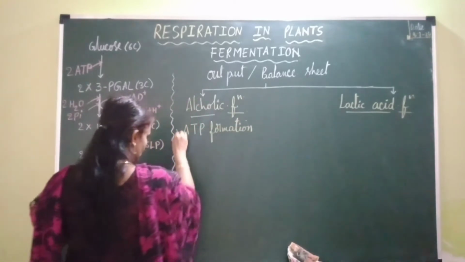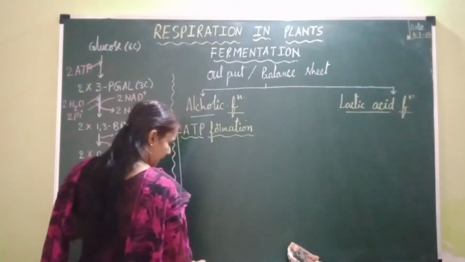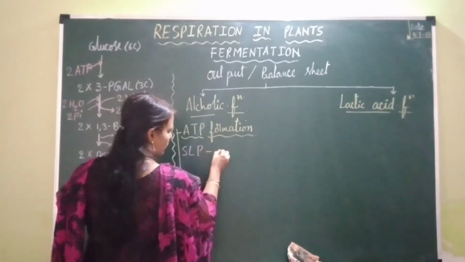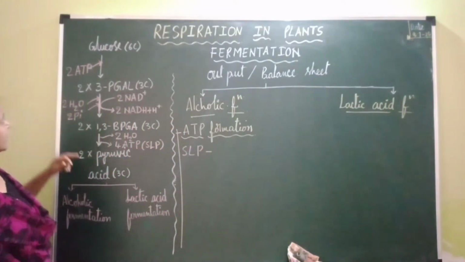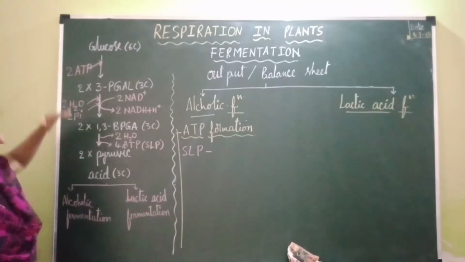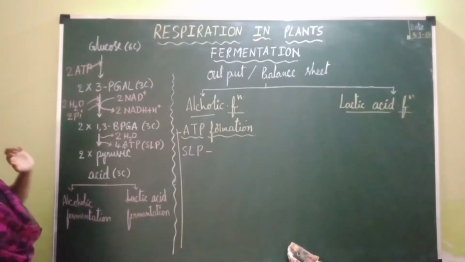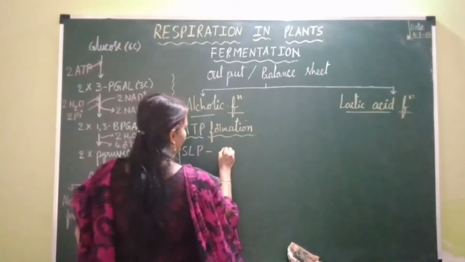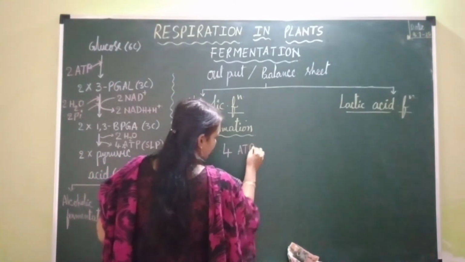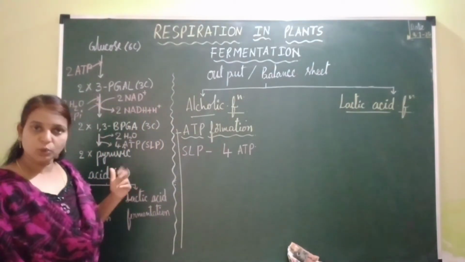ATP formation in case of alcoholic fermentation. ATP is formed through SLP and oxidative phosphorylation. Through SLP, how many ATPs are formed in glycolysis? Fermentation means we have to calculate from glycolysis till the end of alcoholic fermentation. Through SLP, how many ATPs are formed? 4 ATPs are formed through glycolysis. But in alcoholic fermentation, there is no direct formation of ATP through SLP.